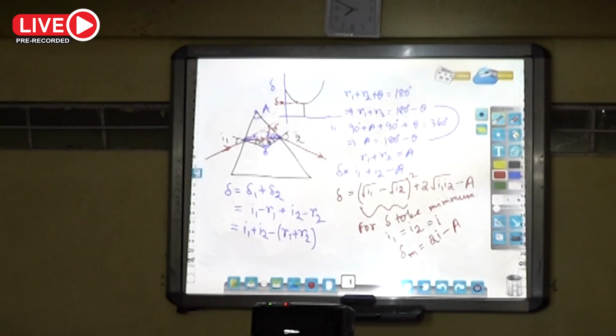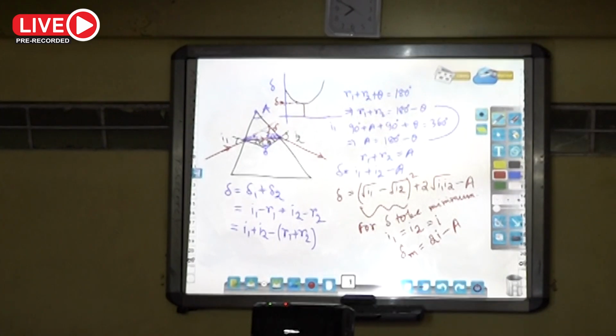This property you have to remember, that any real number whole square must have a minimum value 0. It cannot be negative, because if the whole square term is negative, then it shows that the number is imaginary. So delta M equals 2I minus A. Okay.